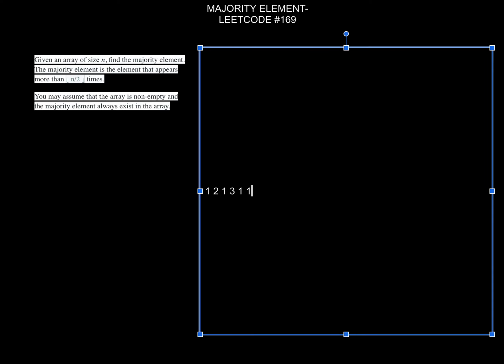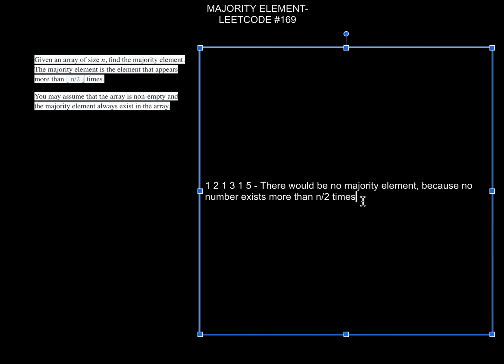If we had 1, 2, 1, 3, 1, and 5, then there would be no majority element, because no number exists more than n over 2 times.